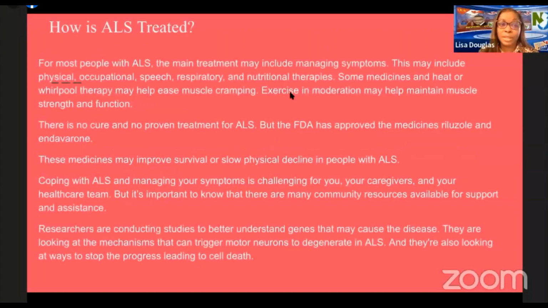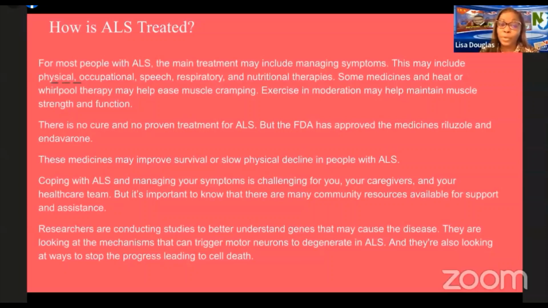So how is ALS treated? For most people with ALS, the main treatment may include managing symptoms. This may include physical, occupational, speech, respiratory, and nutritional therapies. Some medicines and heat or whirlpool therapy may help ease muscle cramping. Exercise in moderation may help maintain muscle strength and function.